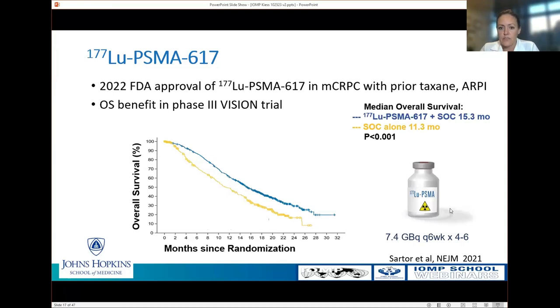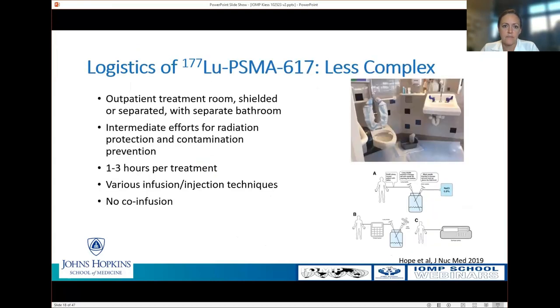Very similar to lutetium dotatate, it's given as a fixed activity of 7.4 gigabecquerels every 6 weeks for up to 6 cycles. The logistics are similar also to lutetium dotatate, but slightly less complex because there's no amino acid co-infusion. So the total infusion time for these patients is just 1 to 3 hours typically. And some of the time depends on the specific discharge criteria and instructions that are institution dependent.